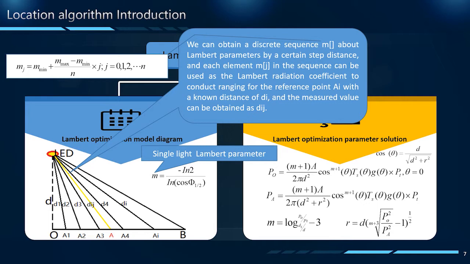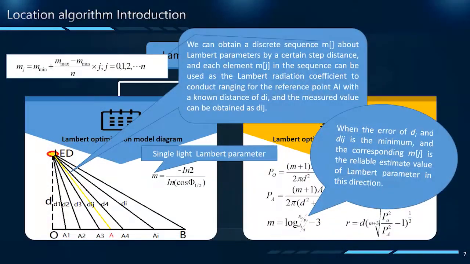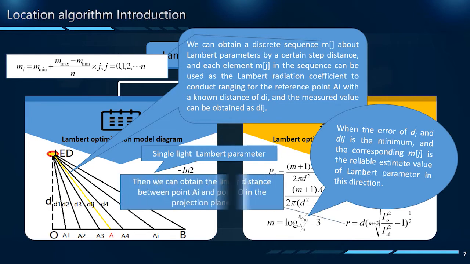P0 and PA are the formula. When the difference between di and dij is the minimum, the corresponding mj is the reliable estimate value of Lambert parameter in this direction, then we can obtain the linear distance between point Ai and point O in the projection plane.